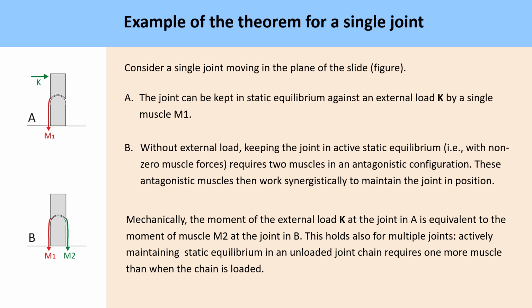Mechanically, the moment of the external load K at the joint in A is equivalent to the moment of muscle M2 at the joint in B. This also holds for joint chains with multiple joints. Actively maintaining static equilibrium in an unloaded joint chain requires one more muscle than when the chain is loaded.